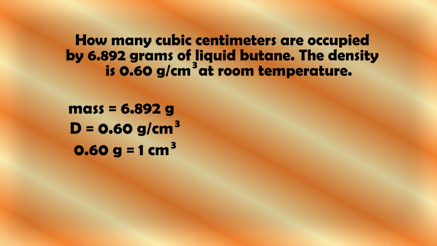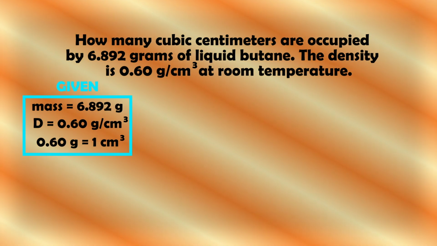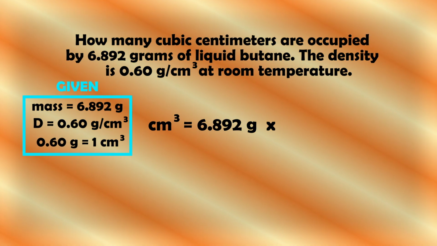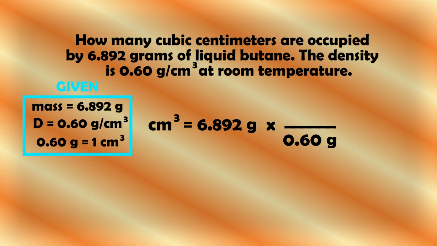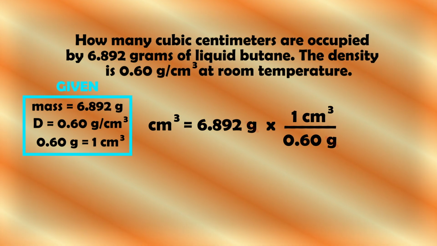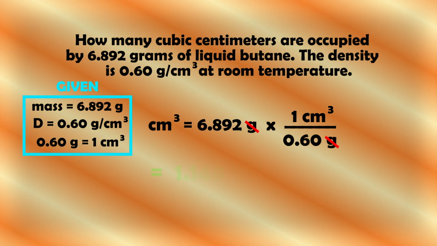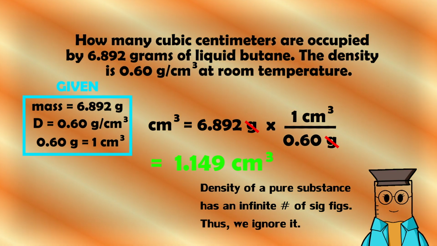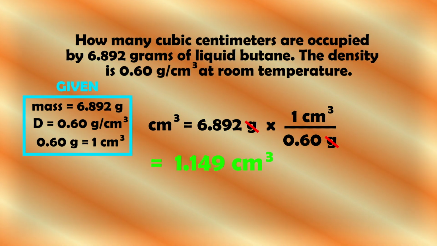Now, all we are going to do now is use that density to help us convert from 6.892 grams. We can inverse that equation, put the 0.60 grams in the denominator, the bottom of our fraction, 1 cubic centimeter in our numerator, so the grams will, boom, cancel out, and then we get a total of 1.149 cubic centimeters. So that is what is going to be occupied by that mass of butane.